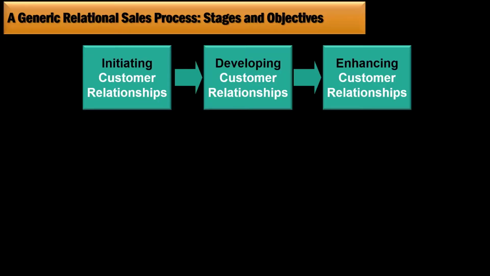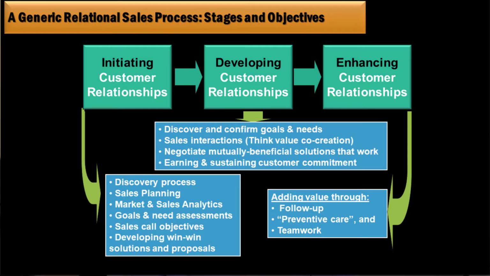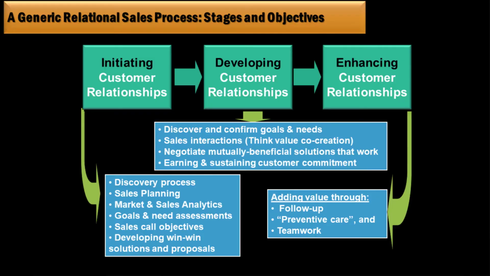The process, though, the actual steps or the activities of the process, are going to be things like this: discovery, planning, market and sales analysis, developing win-win solutions. All that part is part of the initiating. Then you're going to do some of these things, maybe part of how you develop the customer relationship. And again, this is where negotiations and value co-creation and sales interaction, those kind of things are going to be helpful in the development stage. And then enhancing them are things like follow-through, adding value, preventive care, teamwork, continuing those relationships, and cycling back through as you work through your relationship and go through multiple sales calls.